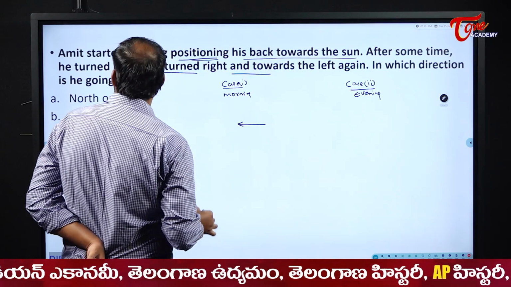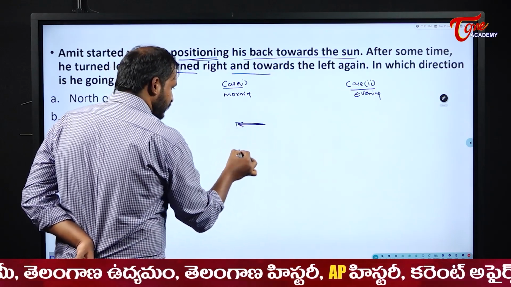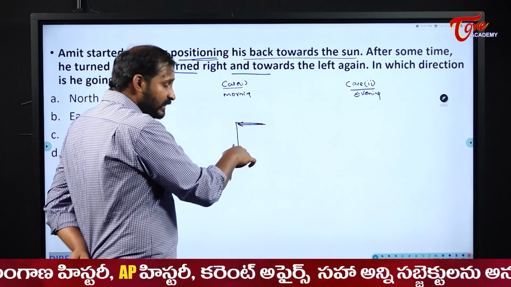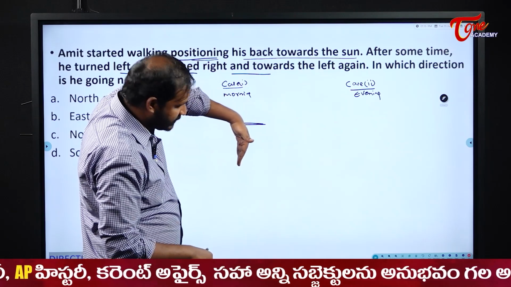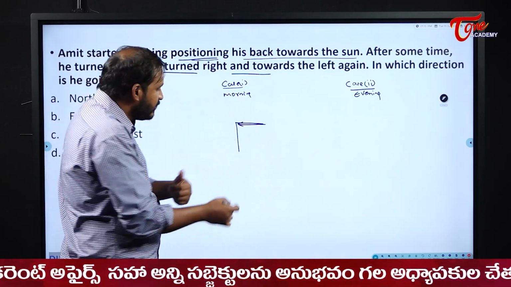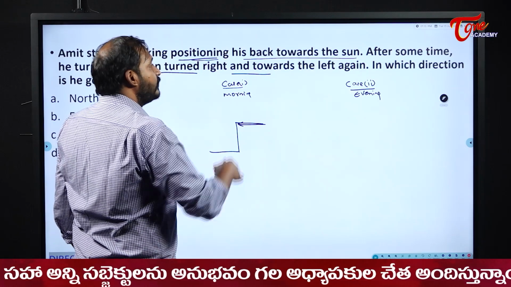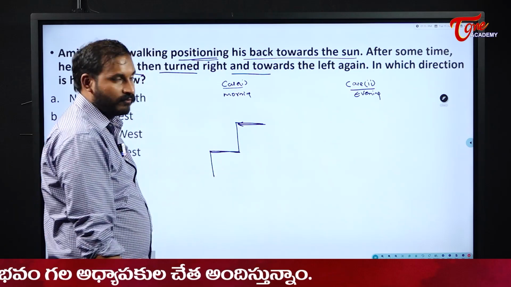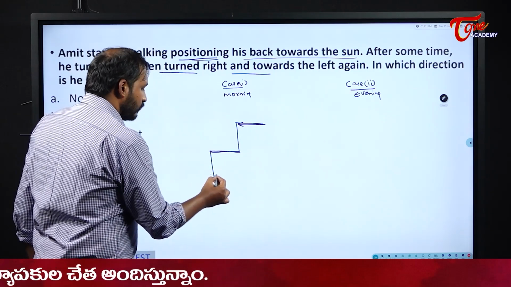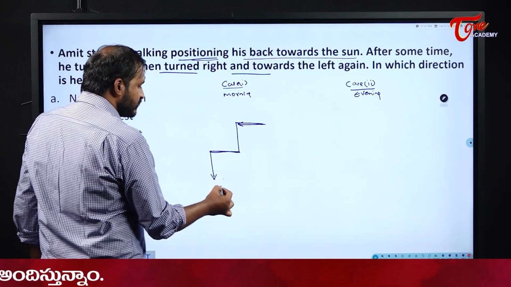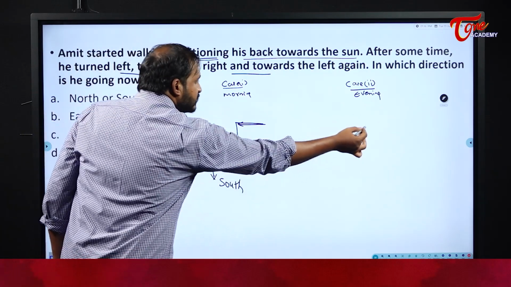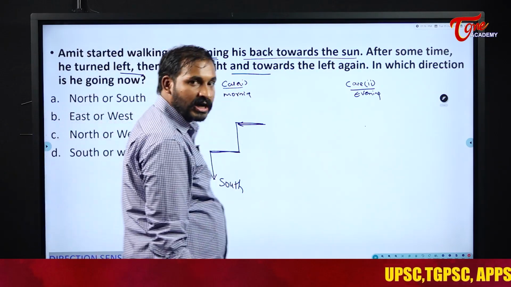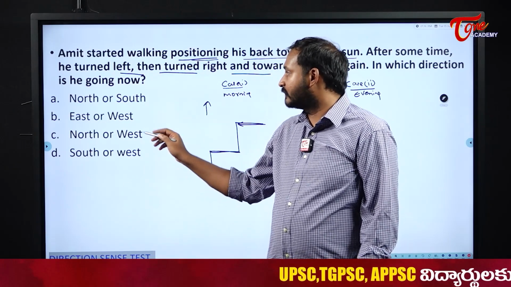He walked over. After some time he turned left. Now he turned what? Left. That means downward. Then turned right. He turned left and then turned right. The person is moving in this direction. Rightward. Downward direction means right means what? This direction. And towards left again. The person is moving in this direction and left means what? Downward direction. In which direction is he going now? Now he is going in which direction, students? South. If I take this one, this is exactly opposite to that, so it will become what? In that case, north. So our answer here will become what? South or north. North or south.